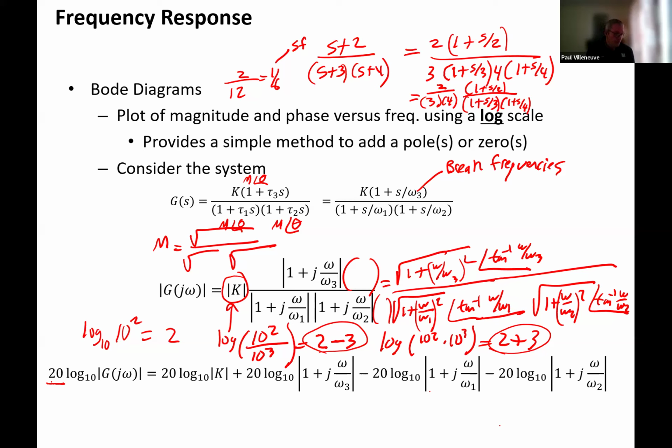So to do this whole expression, instead of having to divide this crazy magnitude number, I can just take 20 log 10 of K, whatever that is. Then I do 20 log 10 of the first magnitude calculation. Then because I've got two poles, I have to subtract those two. So I'm subtracting 20 log 10 of that pole at omega sub 1. And then finally, my last one is subtracting 20 log 10 of that second pole at omega sub 2.